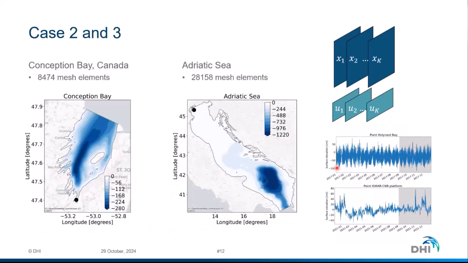The two other cases are a bay in Canada, Conception Bay, and the Adriatic Sea, which features a different type of dynamics compared to the original model. In that way, we have tried to evaluate the performance of the model on different types of use cases.